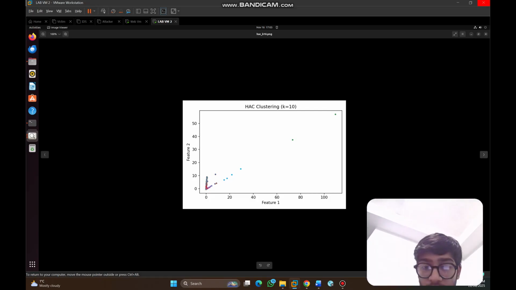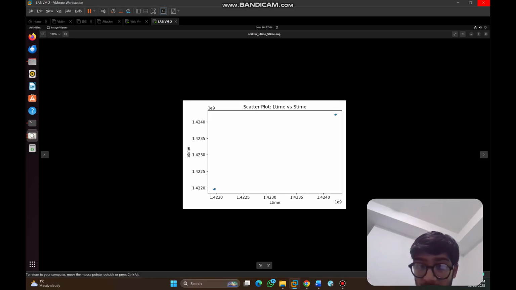Now let's move to K10. As you can see over here in K equal to 10, it gives a more detailed structure. Some clusters are even overlapping each other, and the clustering does not optimize the distance in the same way k-means does, but it still gives some structure compared to the low K values. So these are the K values.